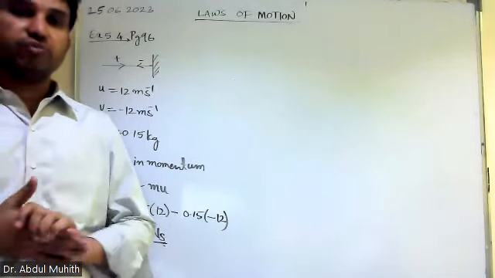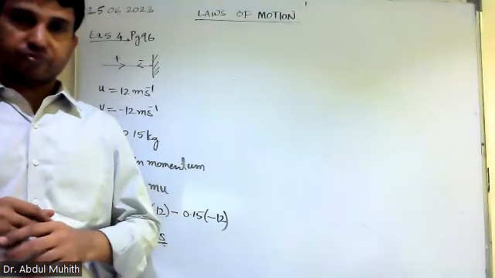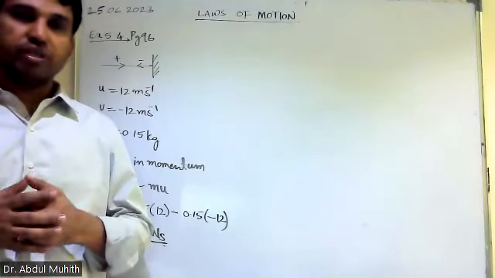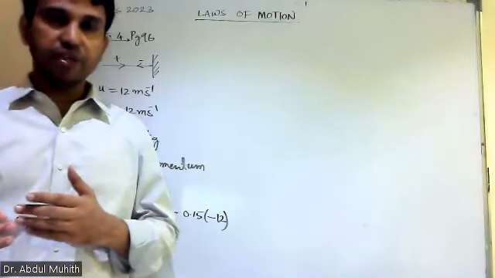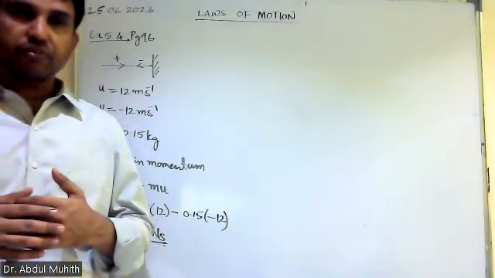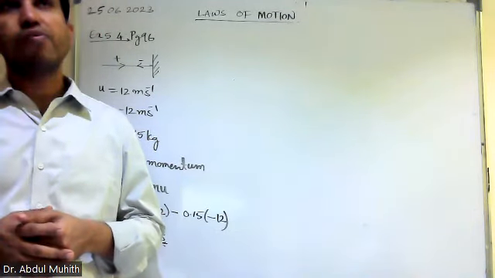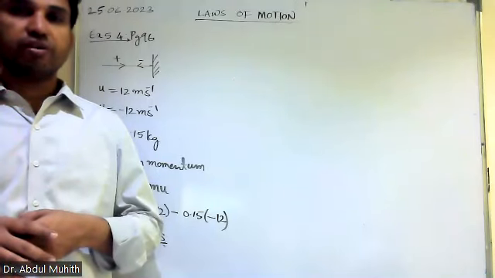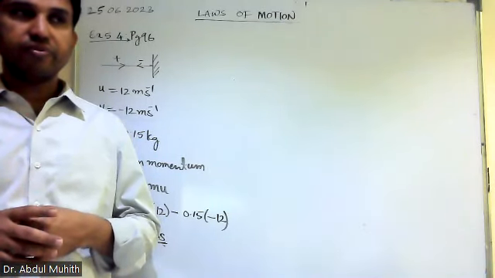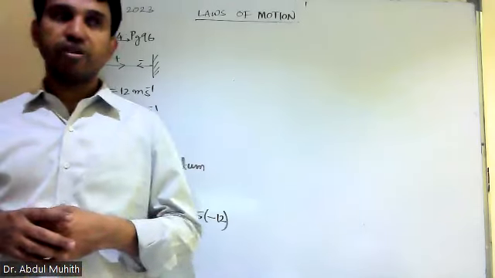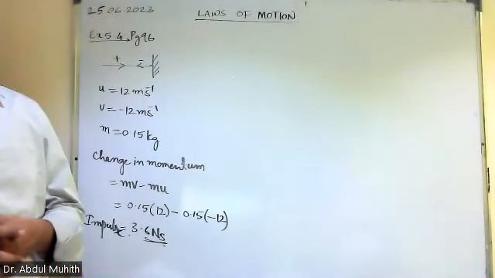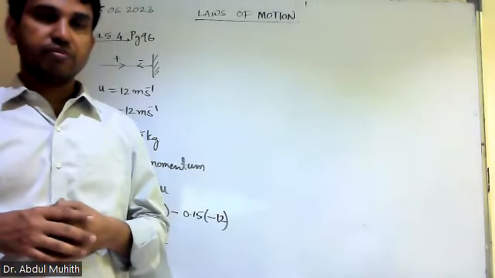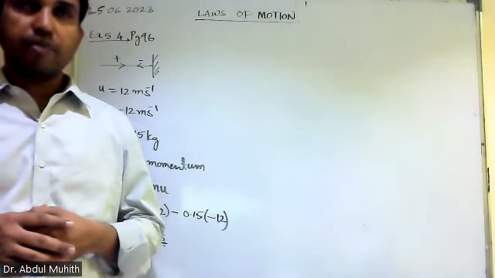Next, what is momentum? Product of mass and velocity. Momentum is mass into velocity, and P is equal to mv. What are the units? Newton second or kg meter per second. Is it a vector or scalar quantity? Vector quantity. Very good. And what is the dimensional formula of momentum? MLT power minus 1. Perfect.